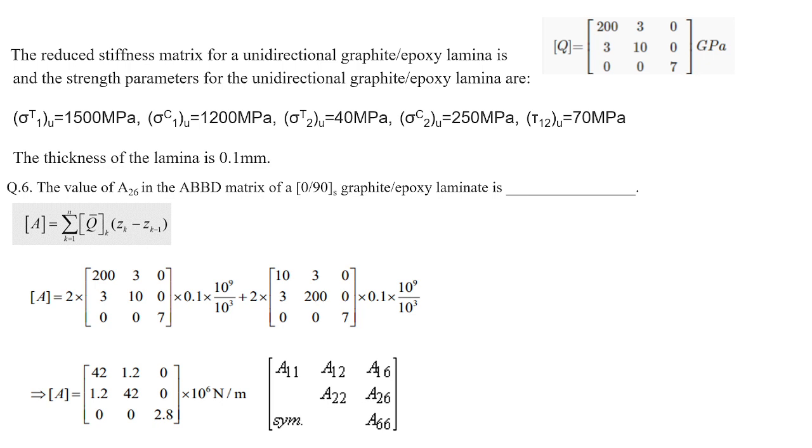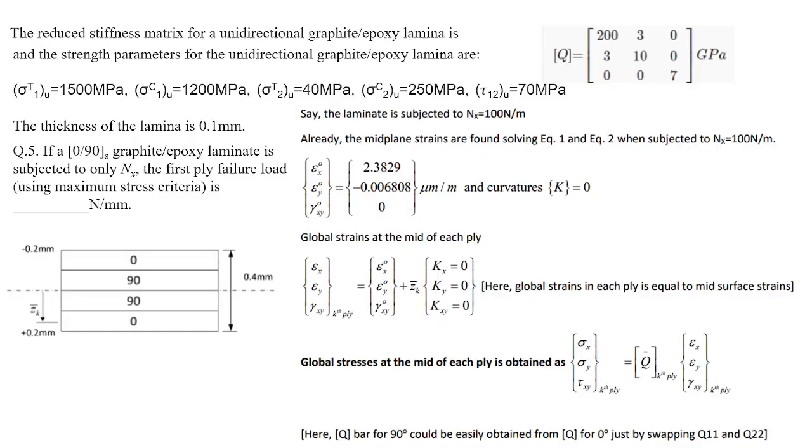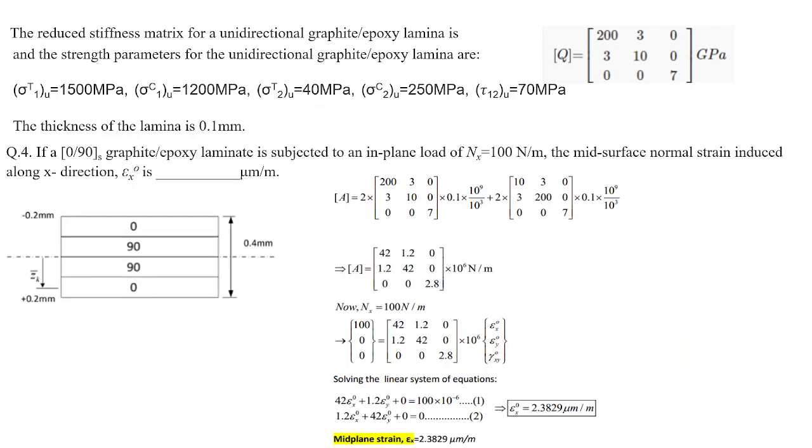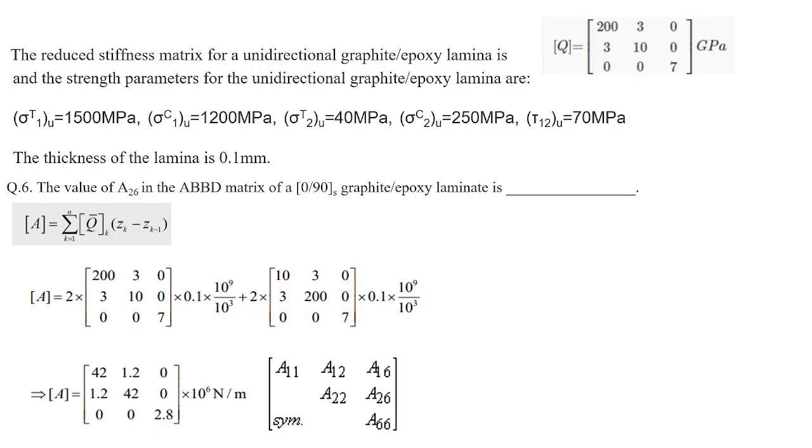The next question is to find the value of B26 in the ABBD matrix of a 0/90 symmetric graphite epoxy laminate. The A matrix we already solved in the previous question, question number 4. So from the A matrix you can find the value of B26 by comparing it with this. The B26 value is here, and we found it to be 0.